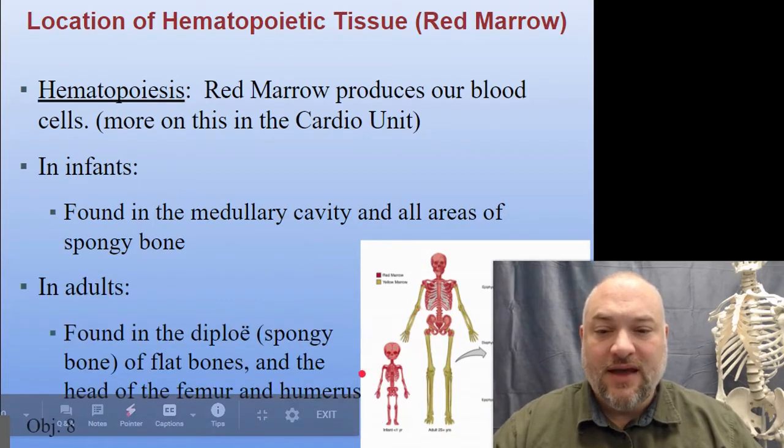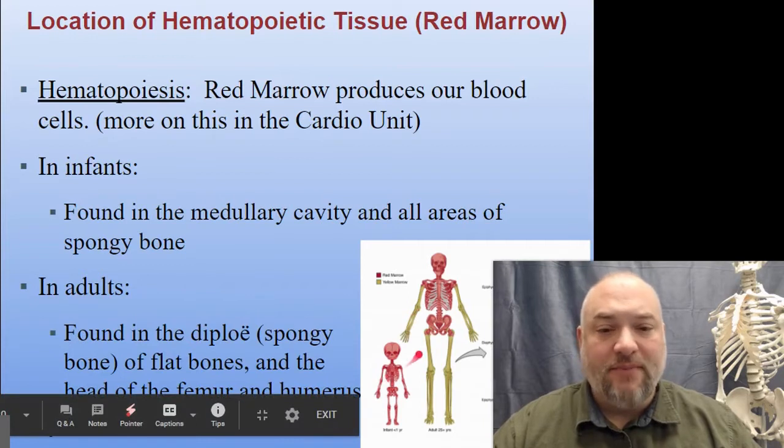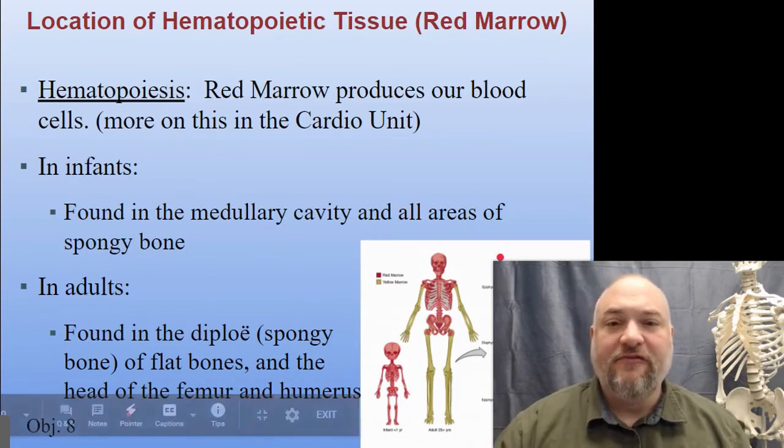In adults, it's found in the spongy bone of flat bones. So you can see it in the skull and the ribs and the hips here. And the head of the femur and humerus is where you're going to find most of that.